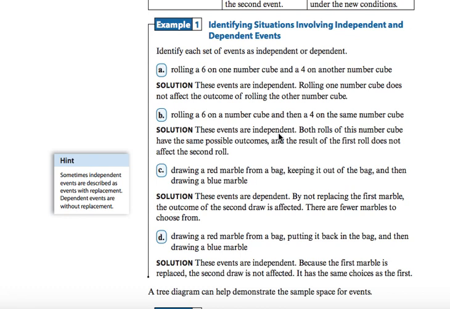Letter D, drawing a red marble from a bag, putting it back in, and then drawing another blue marble. These events are independent. Because I restored the total number of marbles, I have the same probability calculations that I would if I started in the first place. If I've changed something in the course of calculating the probability, that's where the dependent event comes in. So this is independent because you get the same probability. The first event doesn't affect the second event.